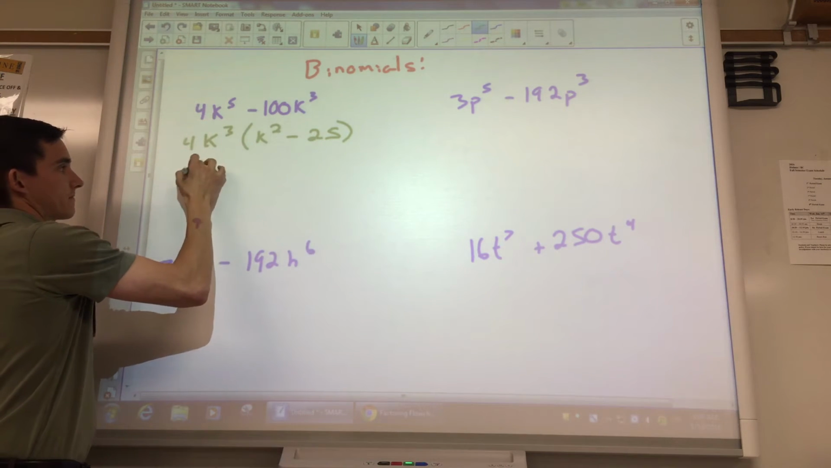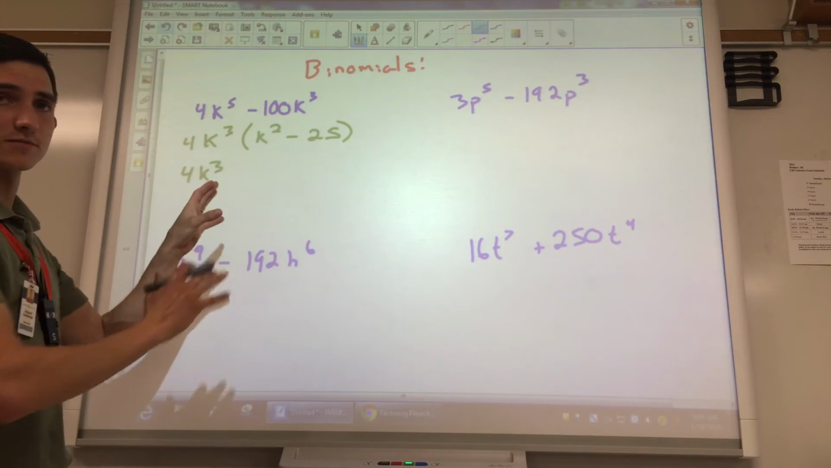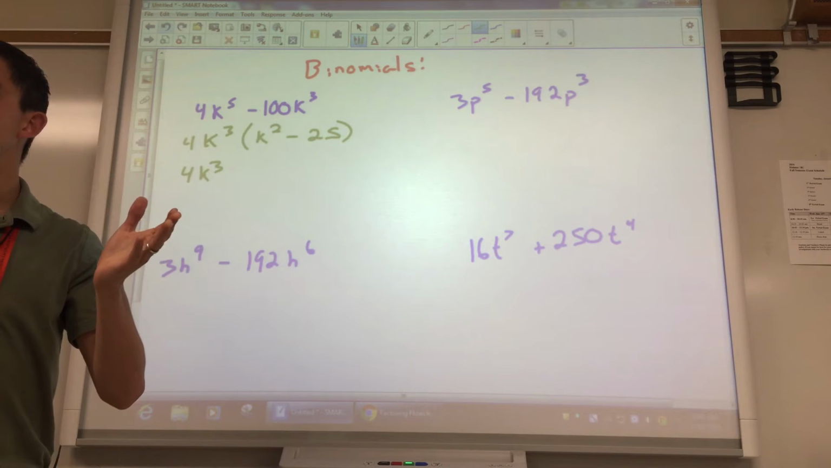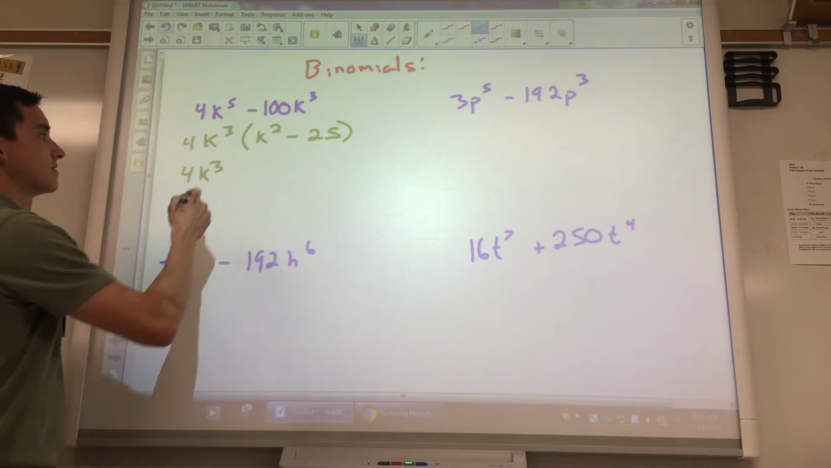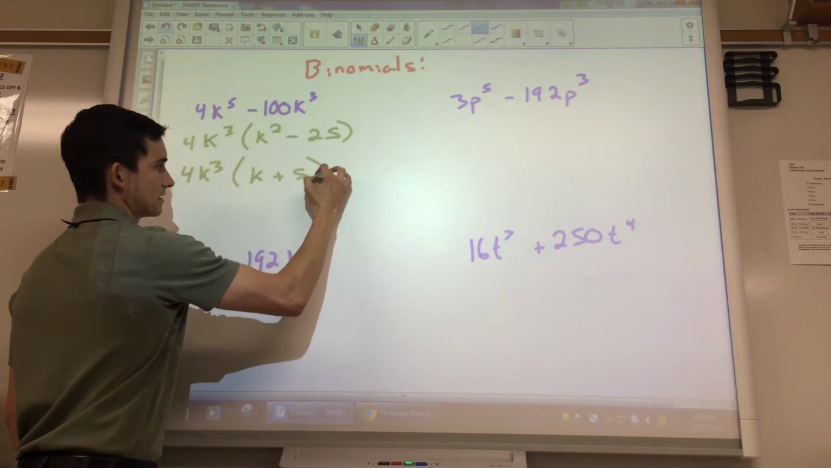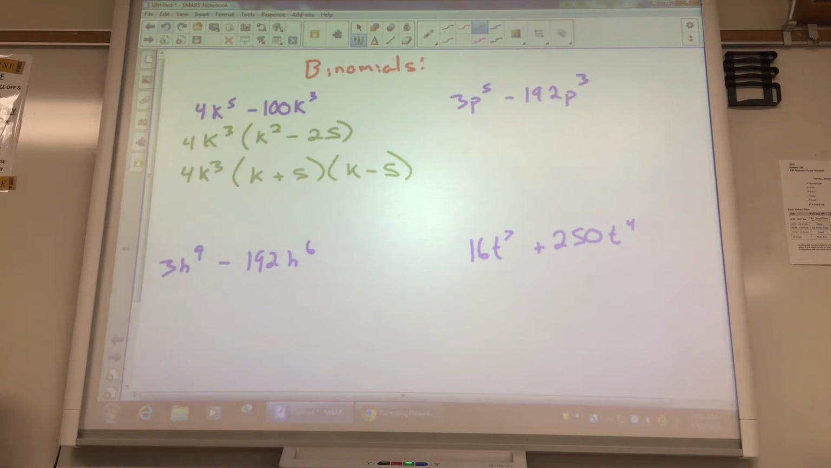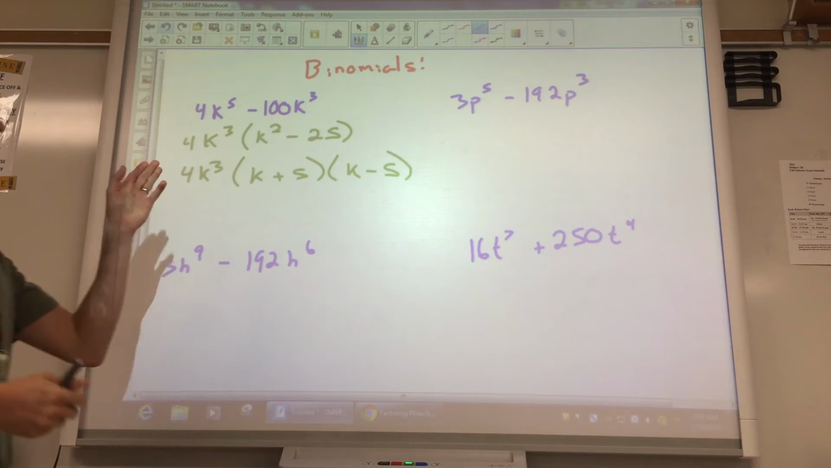So this is, I mean, anything with 2 terms, it's almost leaving it as memorization. Okay, it really is. So remember, difference of squares is just simply k plus 5 times k minus 5. Just plus minus. That's it. Okay? Do you guys all remember that?